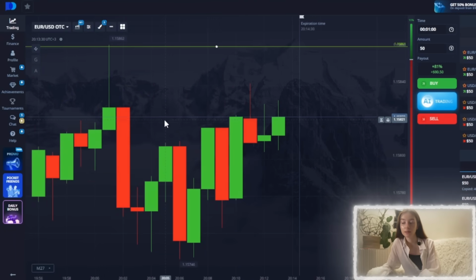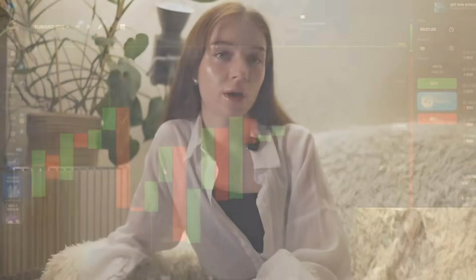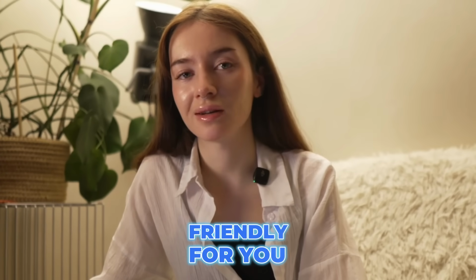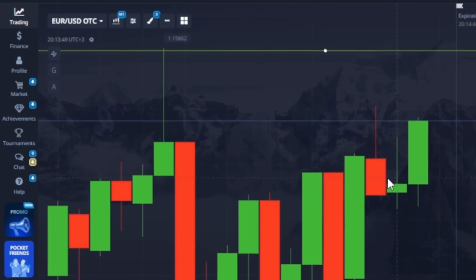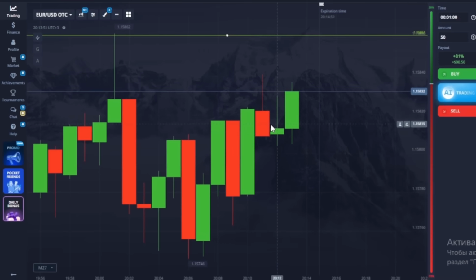And now let's take a look at the screen. We are now in the quick trading mode. This is a perfect starting point for a beginner. If you have just started to be interested in trading, everything is friendly for you here, because it has a simple interface, a very clear platform, and no complex settings.